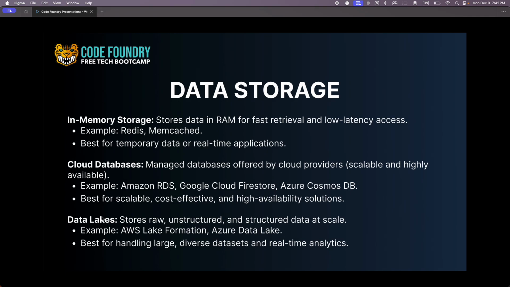And then finally, we have data lakes. Data lakes are typically used with AI because you're storing a lot of raw, unstructured, and structured data, such as weights for a neural network. So data lakes are typically large amounts of raw data.